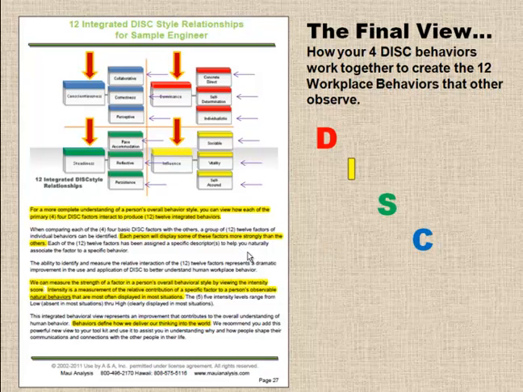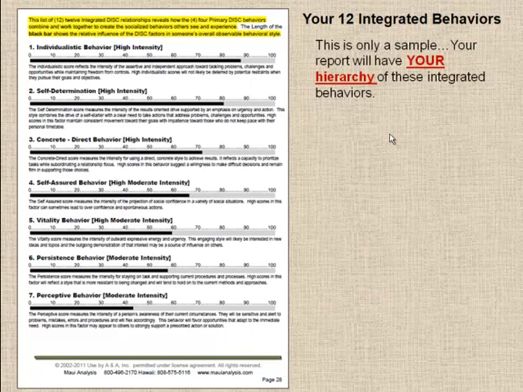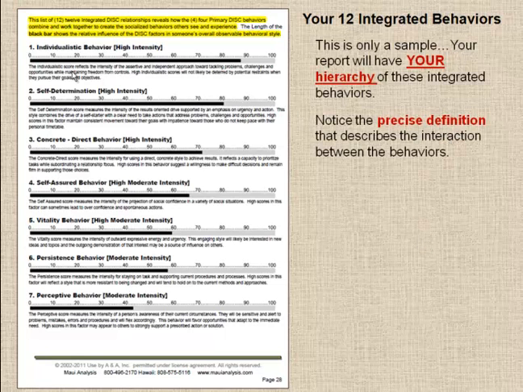And again, this is a very, very powerful insight, and I encourage you to spend some time with this and read it. Your 12 integrated behaviors are presented like this. This is just a sample, of course. Your report will have your unique hierarchy. Our hierarchies are going to be different. Notice that there's a precise definition that defines each one of these behaviors that includes the integration of how the primary factor is influenced by the secondary factor.